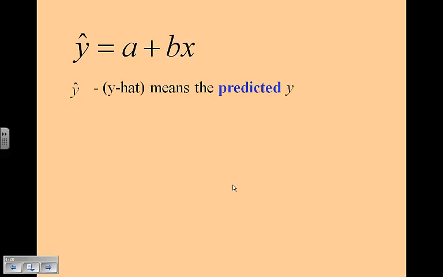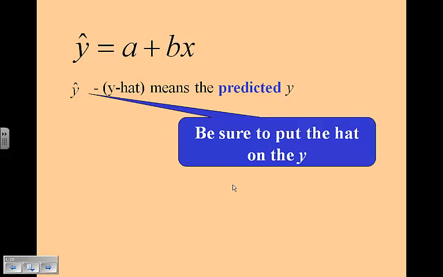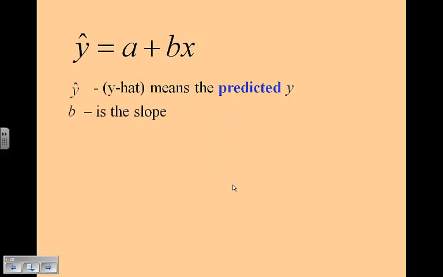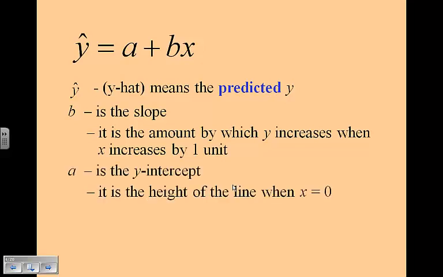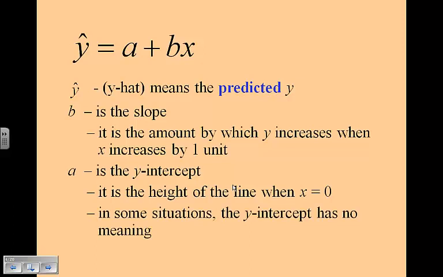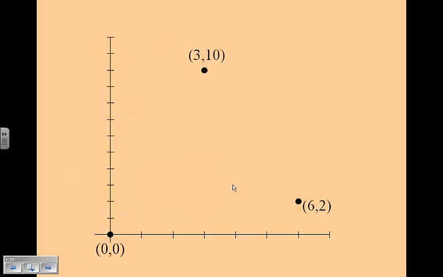The y hat means the predicted value of y. When you're writing this in context, you always want to make sure you include that this is a predicted value, and you always want to be sure that you put the hat on the y. B is the slope. It's the amount by which y increases when x increases by 1 unit. That's an important phrase because you do have to write these things in context, and that's the phrasing you want to use when you're describing the slope. A, of course, is the y-intercept. It is the height of the line when x equals 0. In some situations, the y-intercept will have no meaning at all, so you have to be very careful about that when you're explaining in context.